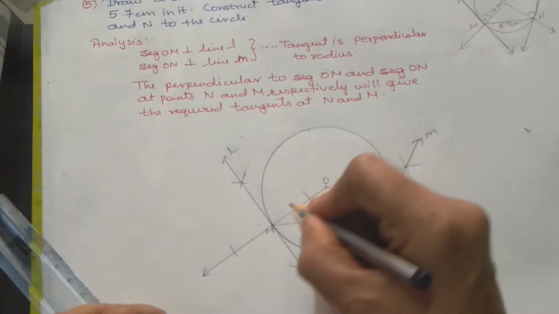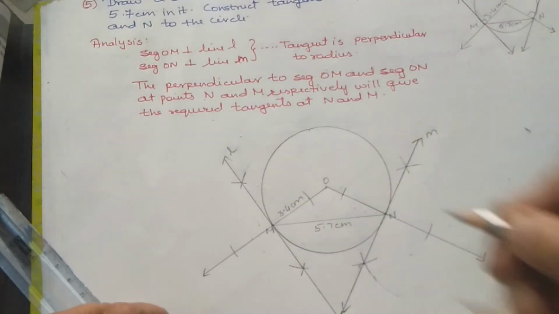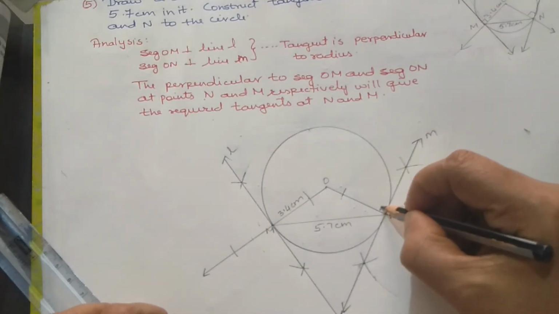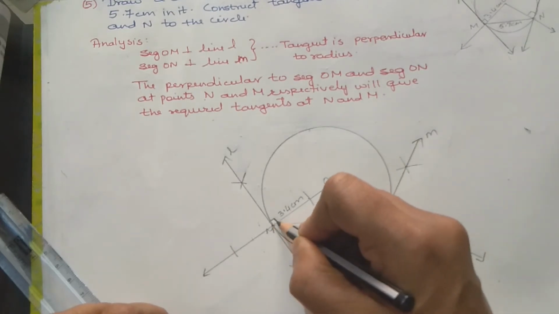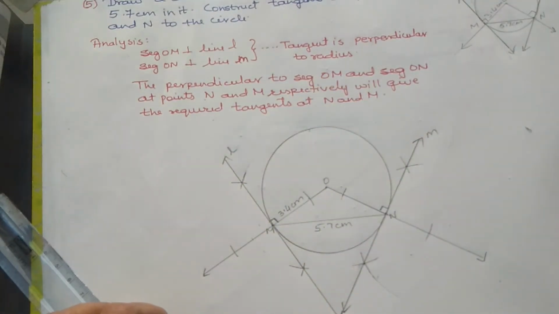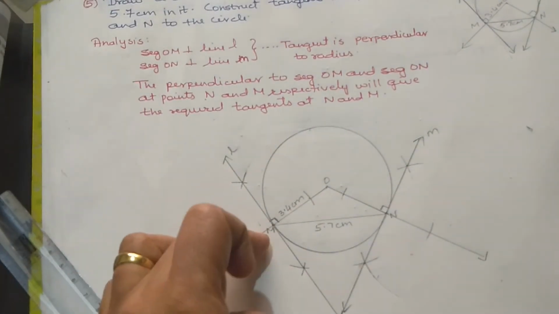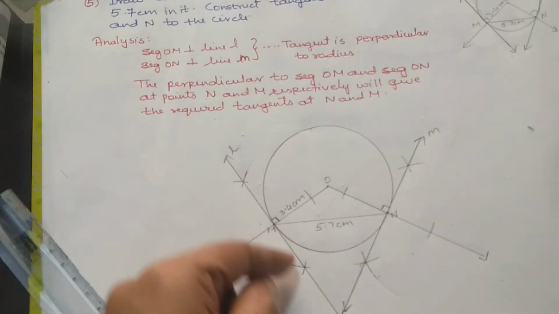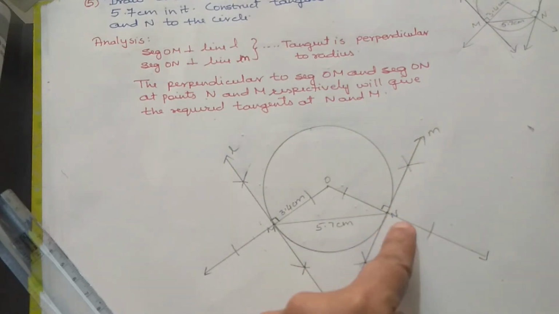The radius is how much? 3.4 centimeter. So ON is perpendicular to line m and OM is also perpendicular to line L. So these are the two tangents drawn from point M and point N of the chord MN. That is, line L is a tangent and line m is a tangent. Line L is a tangent at the point M and line m is a tangent at the point N.